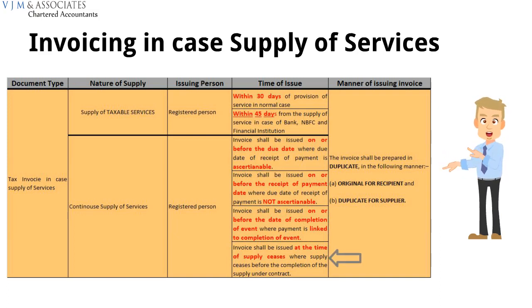The tax invoice shall be issued at the time the supply ceases, where the supply ceases before the completion of the supply under the contract. The tax invoice will be issued in duplicate: original copy for recipient, duplicate copy for supplier.